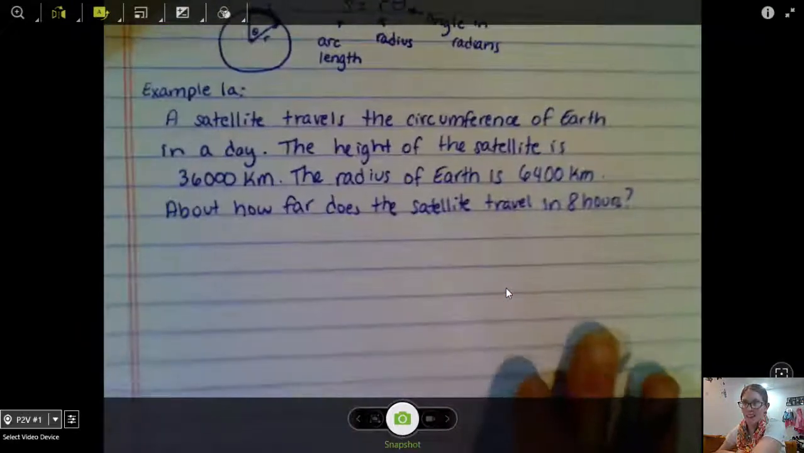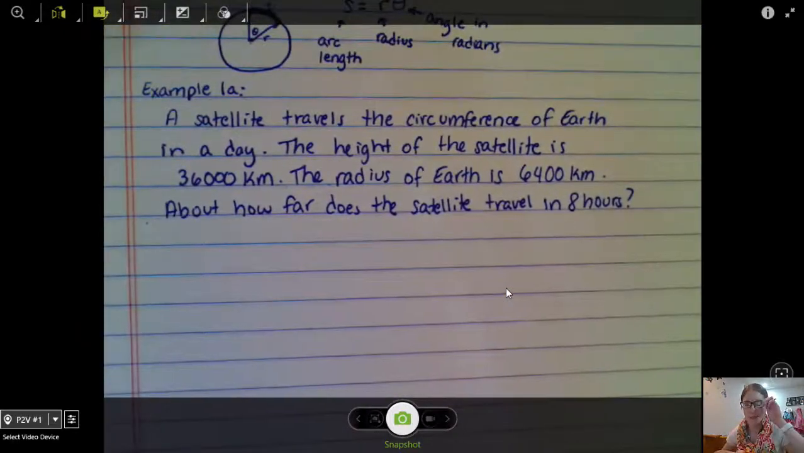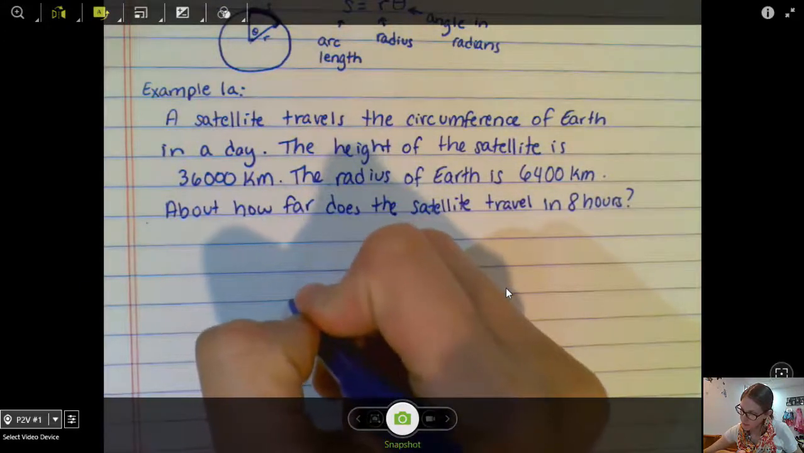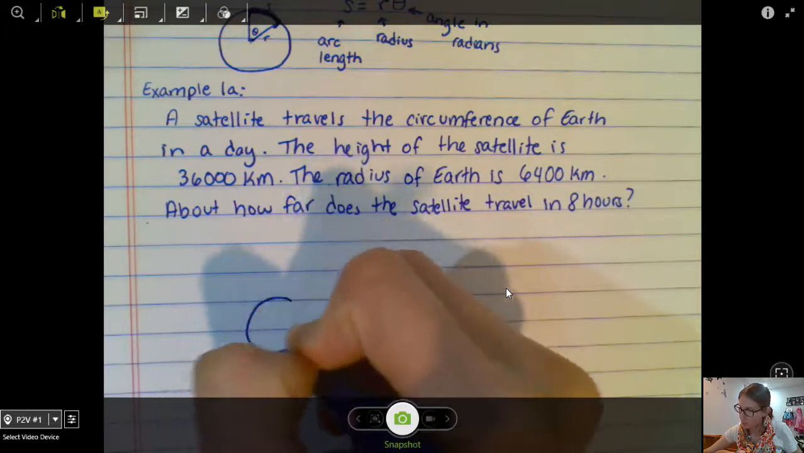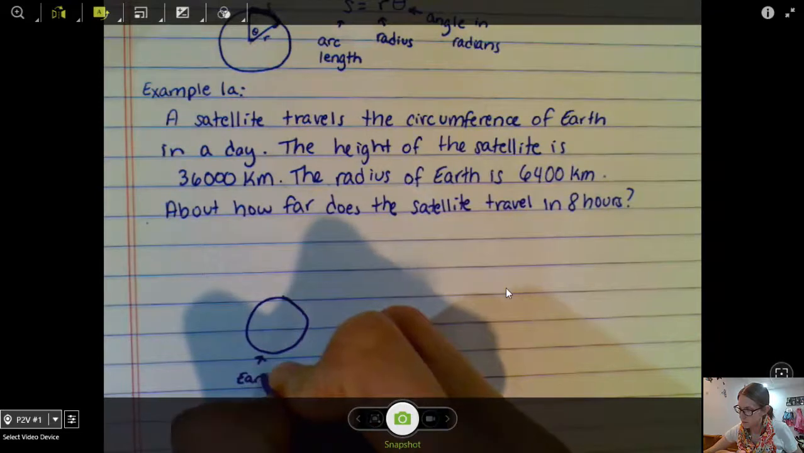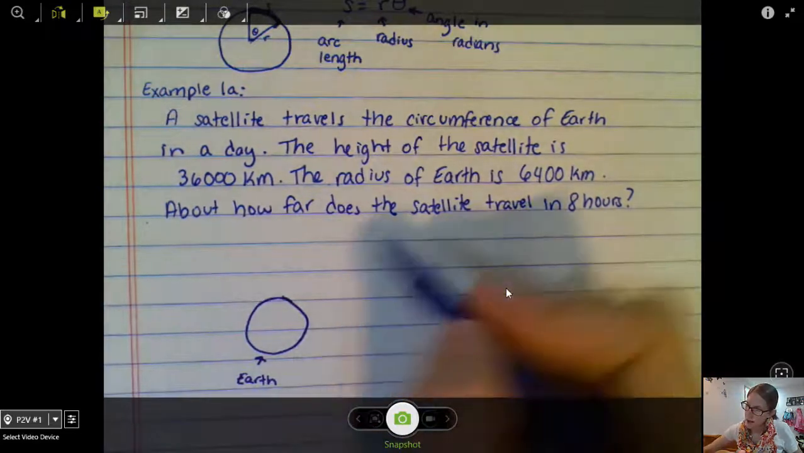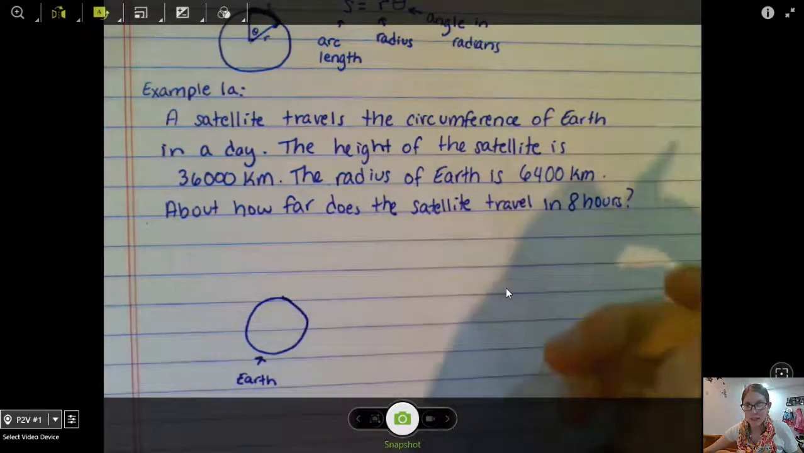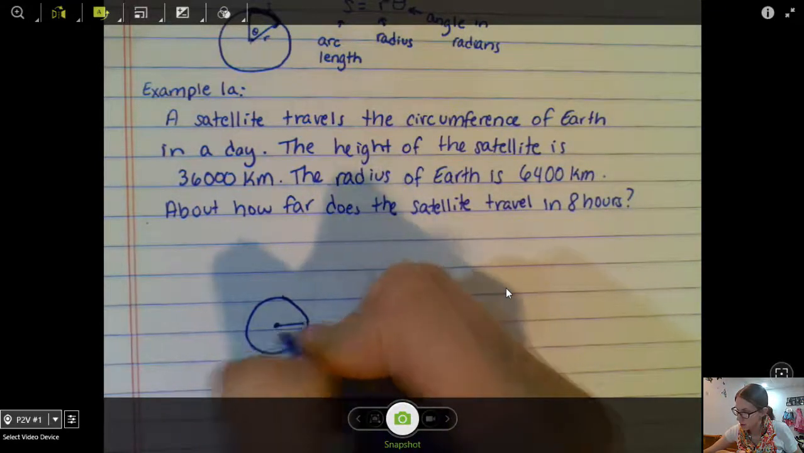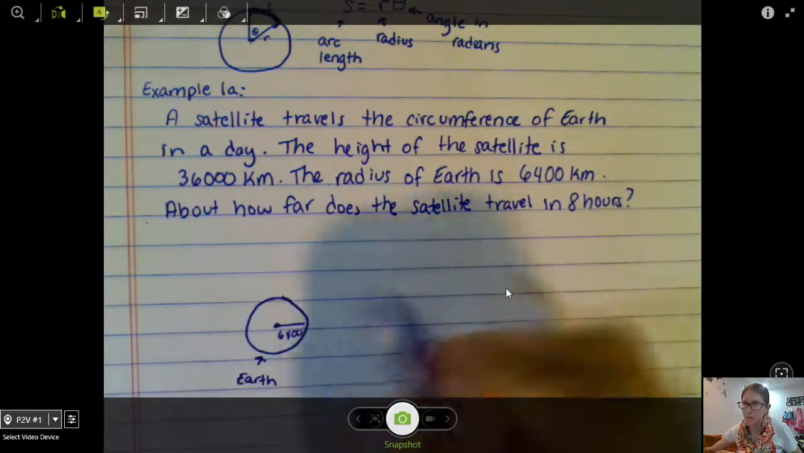It's kind of my motto here lately. If you can't tell, draw a diagram. It makes life a lot easier. So here is the Earth. And the radius of the Earth is 6,400 kilometers. I'm going to start off by drawing that in.